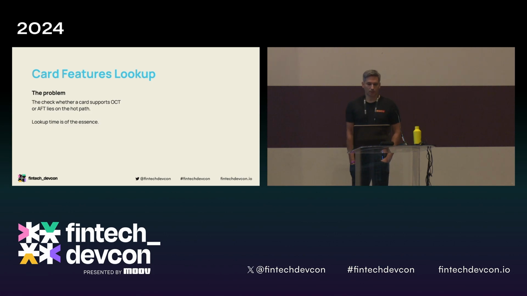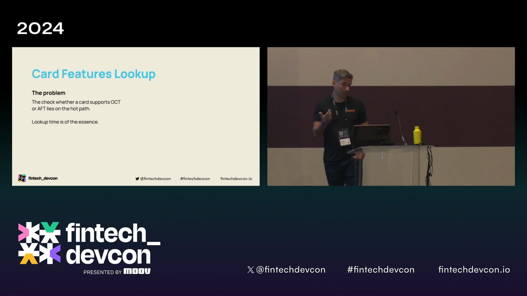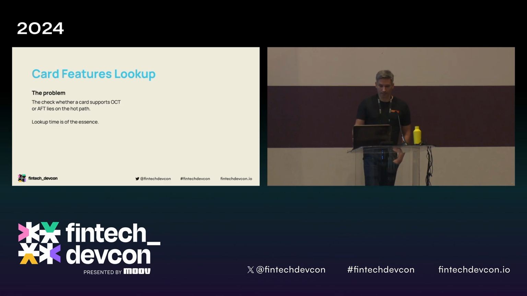All right, and so this brings us to the main problem that we are trying to solve here today, which is that this card feature lookup, when we are trying to determine if the card supports OCT or AFT, lies on the hot path. So what is the hot path? This is code execution that directly affects the customer. The customer is waiting on the other end to see if their card has been added to the system. And so a myriad of operations need to be carried out during linking a card in the system, of which this is just one check. So lookup time is of the essence for us here.